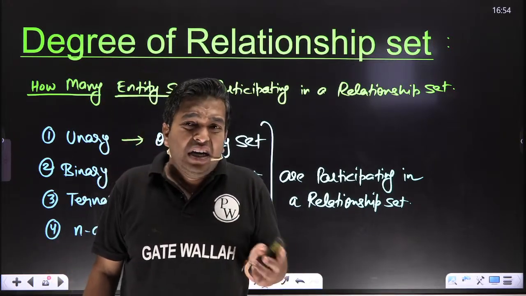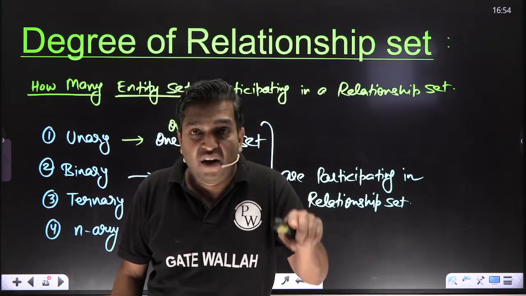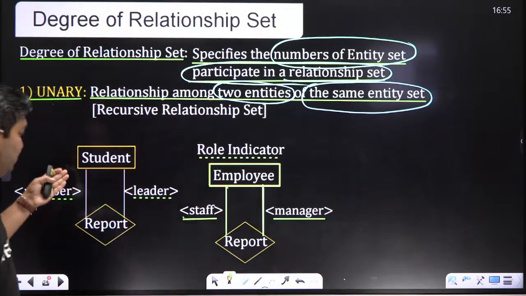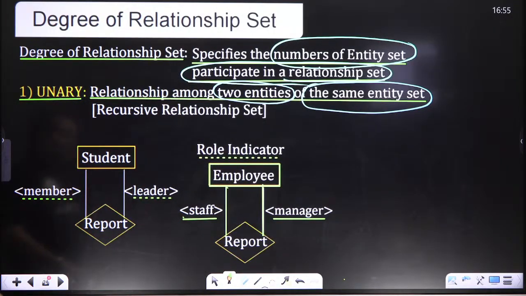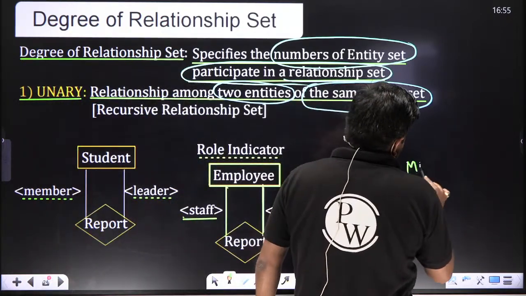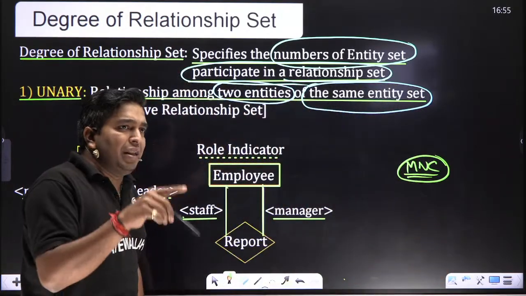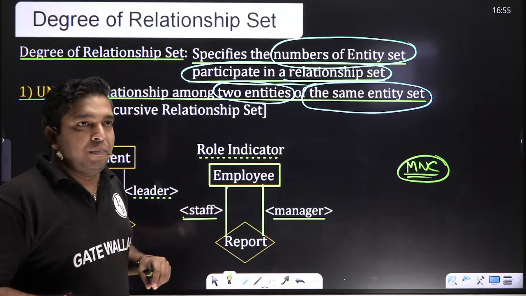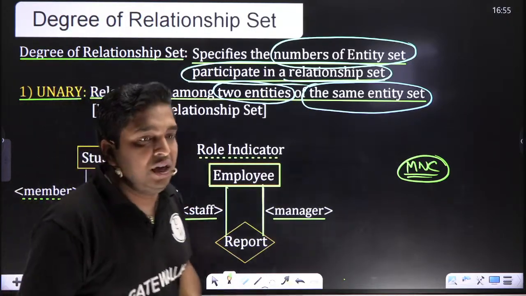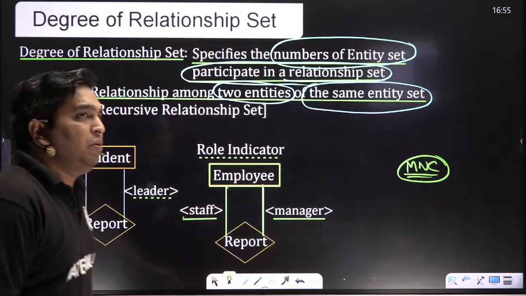Now you have a confusion. Sir, is it possible that only one entity set participates? Yes, of course. Like student reports student, employee reports employee. Suppose you are working in any product based company. You are the employee, you report to your manager, and your manager is also an employee of that company. So here there is only one entity set. This is the meaning of unary.